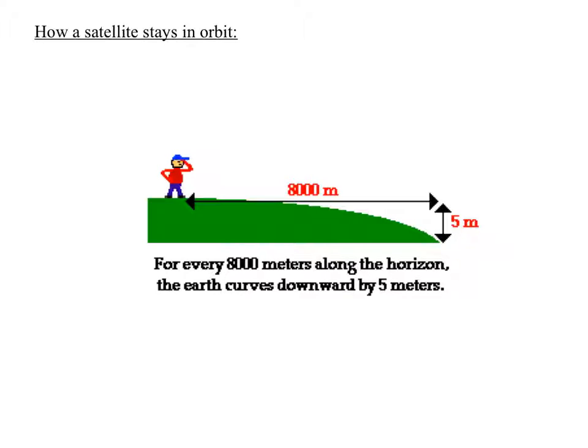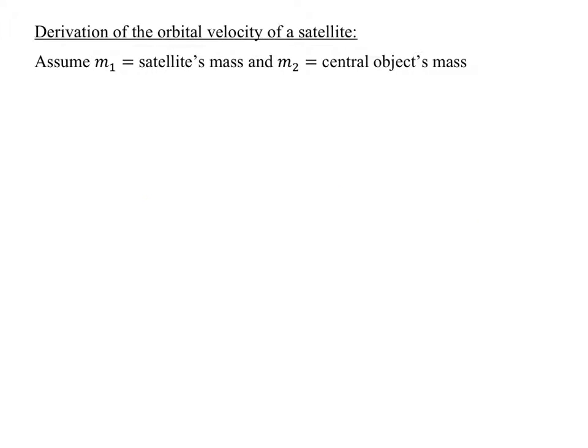So it turns out that with satellites and these objects, it needs to be a specific velocity every time. So let's quickly derive that. And this one I do want you to know. It's very easy to use.